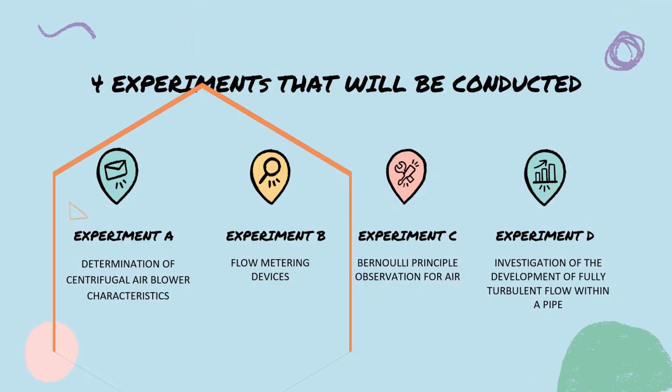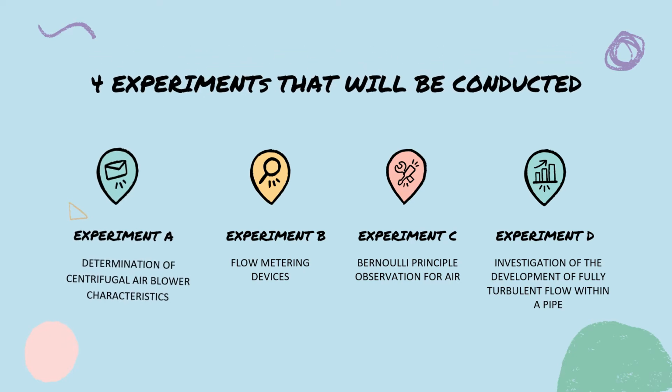Like I said before, we will conduct 4 experiments, which is experiment A for the determination of centrifugal air blower characteristic, experiment B, flow metering devices, experiment C, Bernoulli principles observation for air, experiment D, investigation of the development of fully turbulent flow within a pipe.